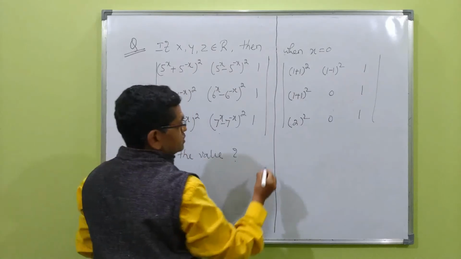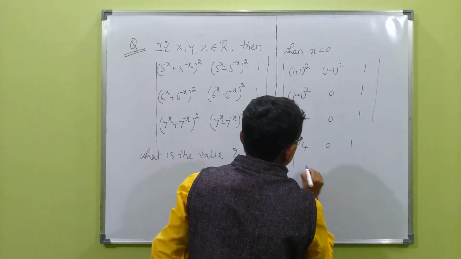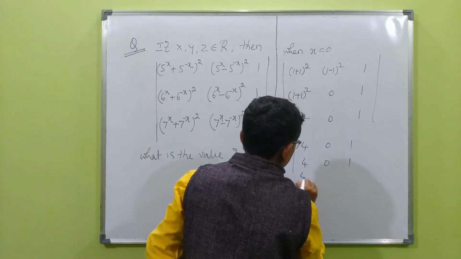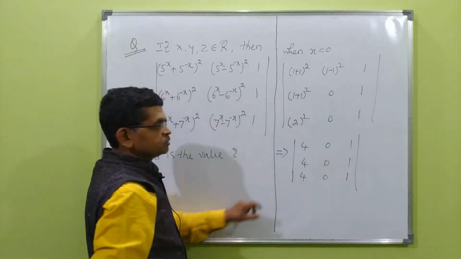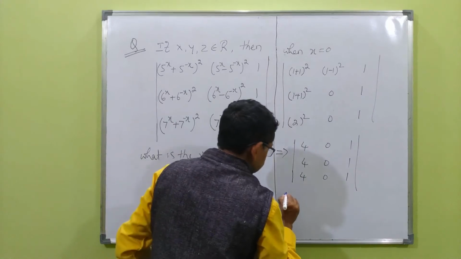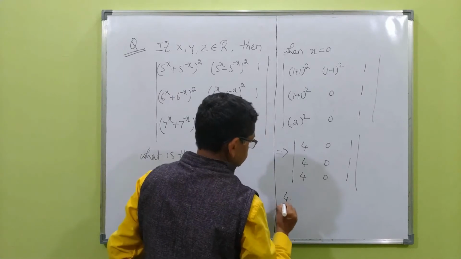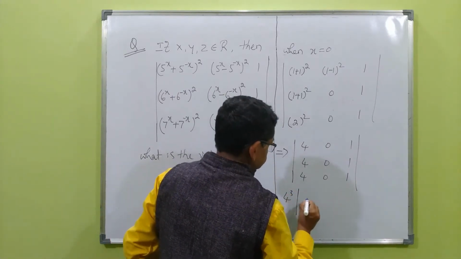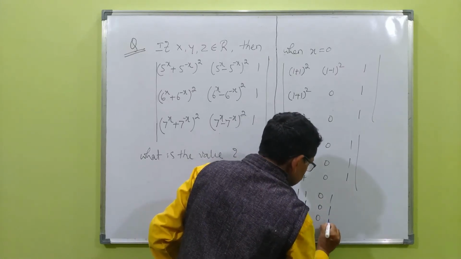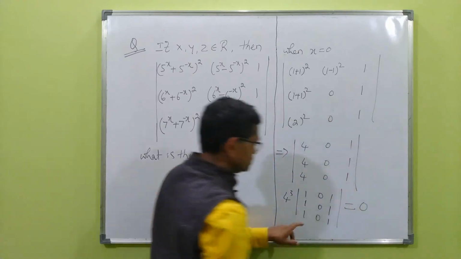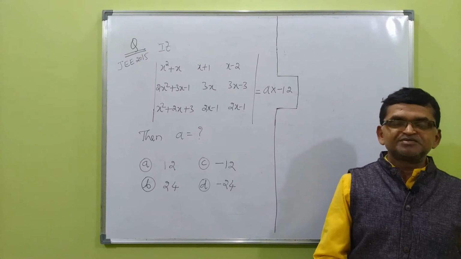So this is 4, 0, 1; 4, 0, 1; 4, 0, 1. So if you take 4 common from each row, that is 4 cube, whatever it may be, that is 1, 0, 1; 1, 0, 1; 1, 0, 1. So this will be 0. Again identical columns. Say this is a JEE Main 2015 question.